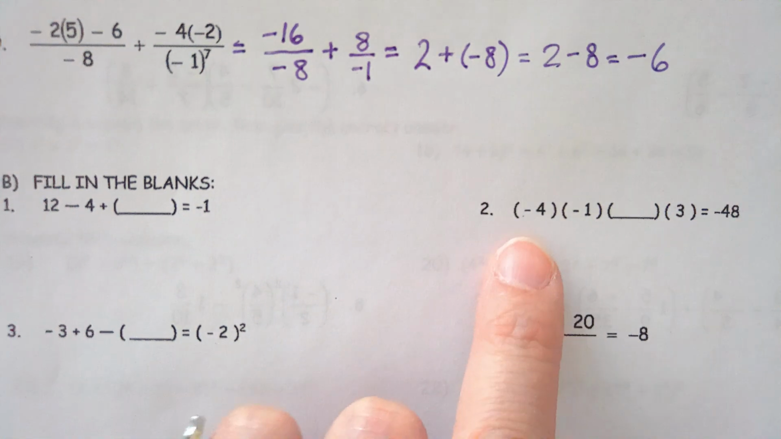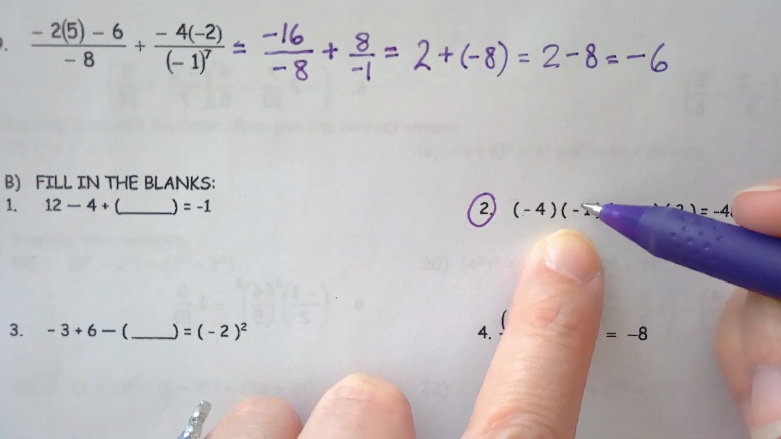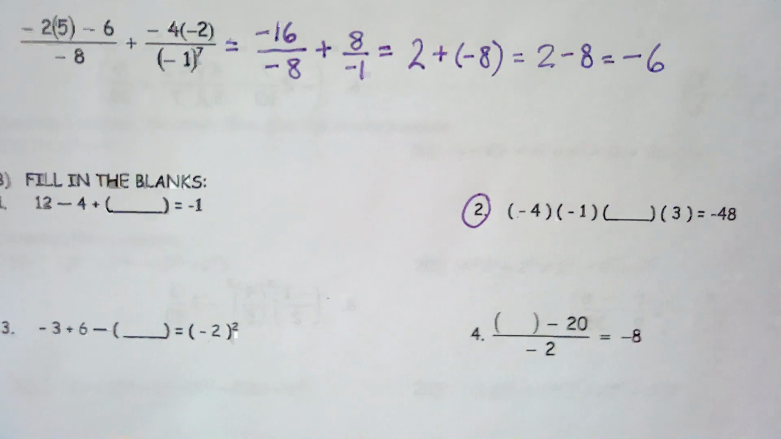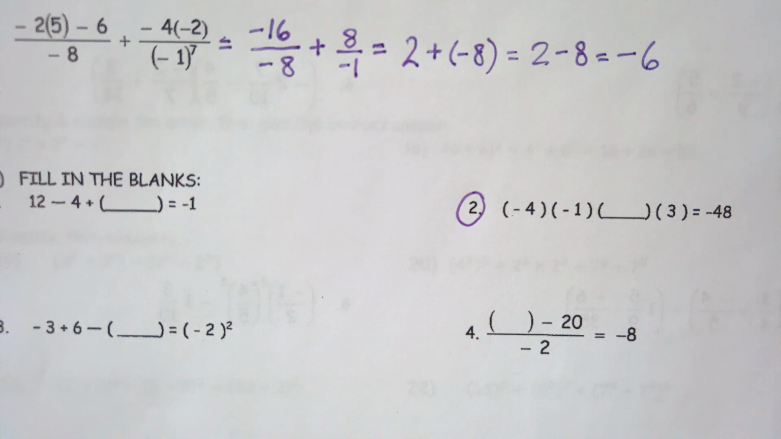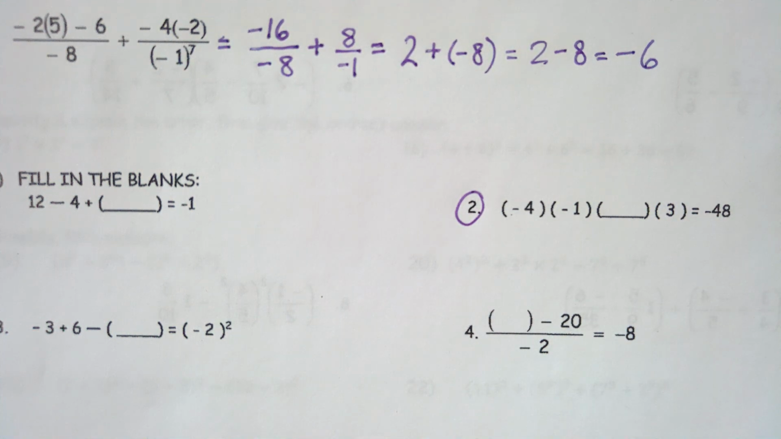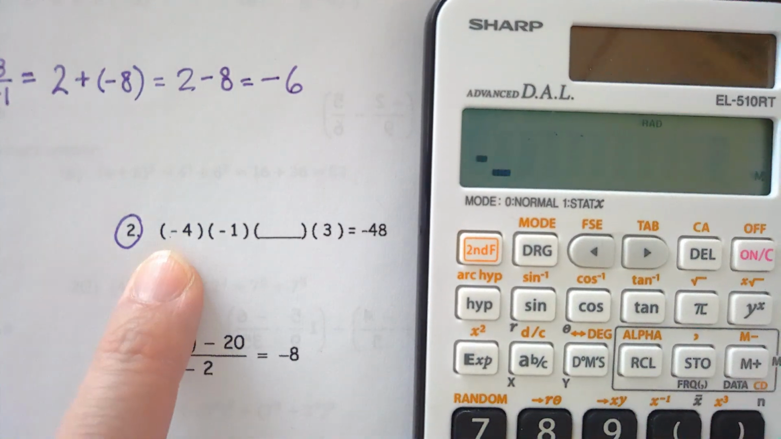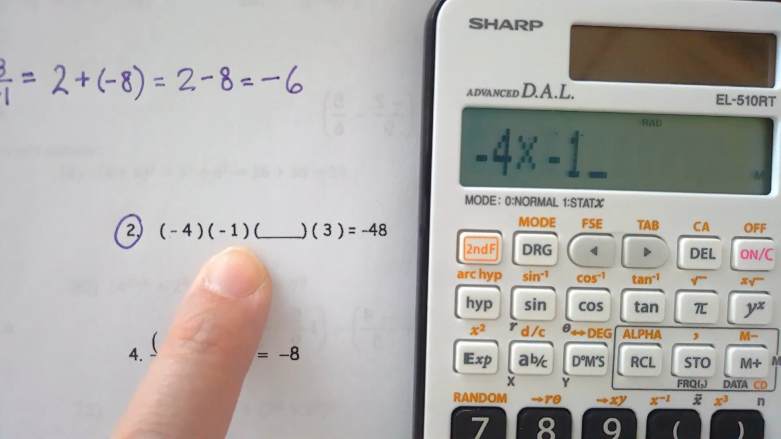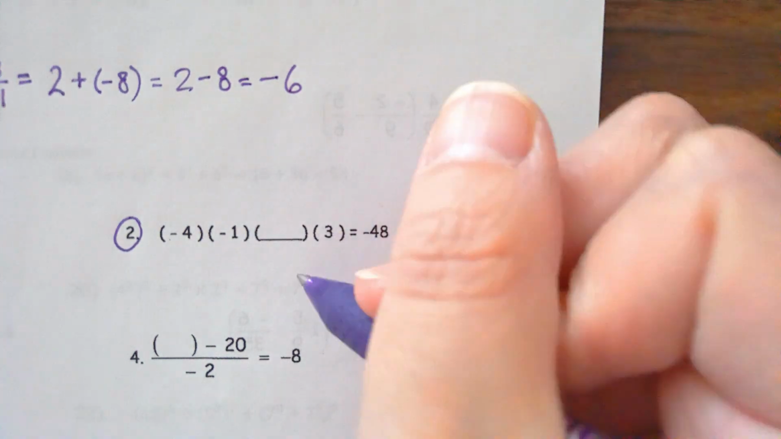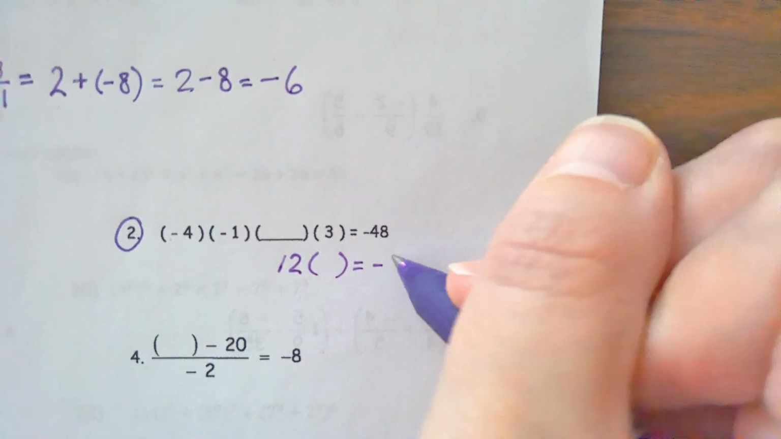Okay, let's try this one. -1 times -4 times something times 3 equals -48. So what you want to do first is times the numbers, right? Let's say we do have a calculator and we don't have to use our head. So -4 times -1 times 3, you get 12. So 12 times something equals -48.